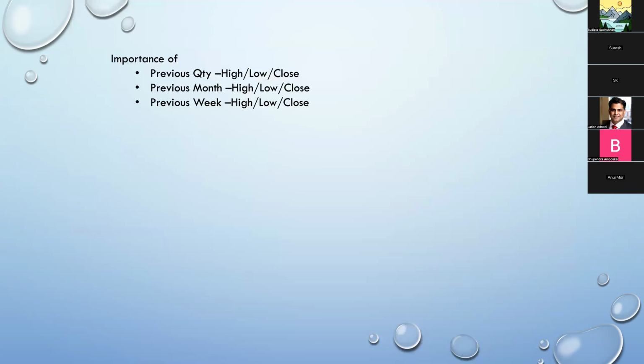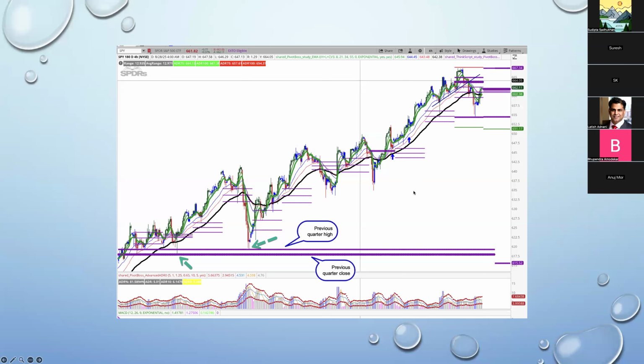Now that is the main objective of today's session. I'm going to talk about previous quarter high, low and close, previous month high, low and close, and previous week high, low and close. These are all derived from the pivot strategy, and what is the importance of that, how we can construct a trade. All this we'll discuss now. Mainly I'm referring to pivot analysis.